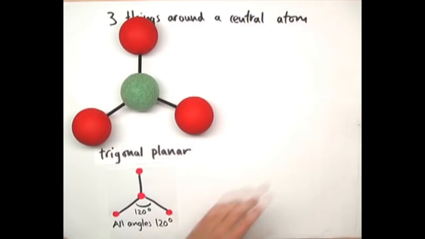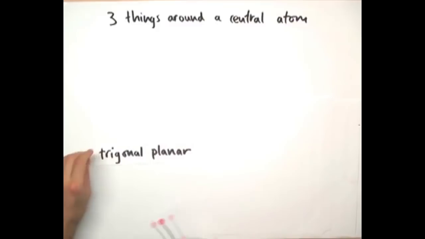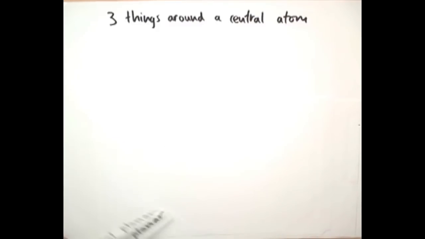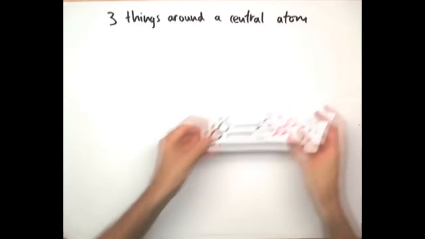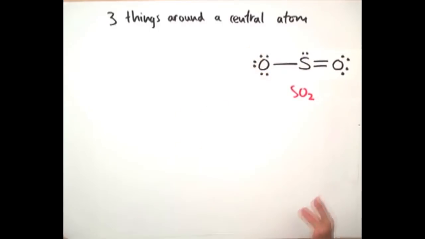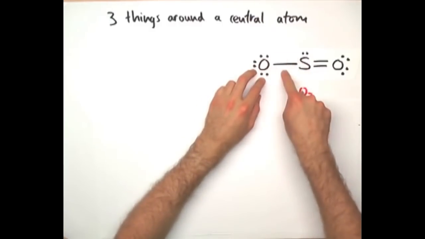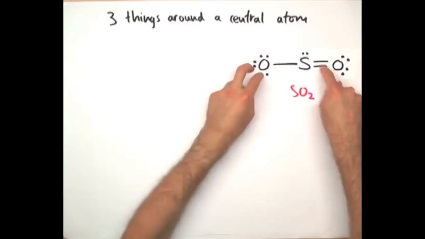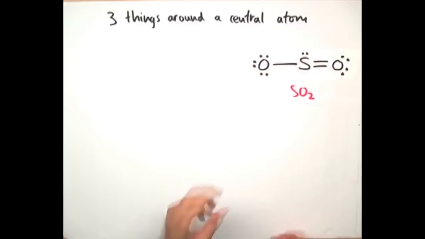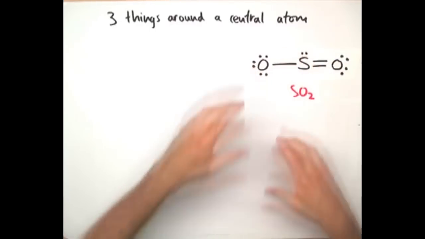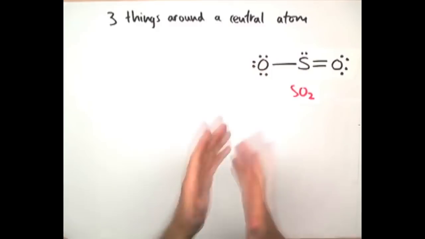Now, the next thing we're going to do is look at some molecules that have 3 things around them, okay? But these 3 things are not all bonds. Here's an example of this. SO2, okay? It's got 3 things around this central atom. It's got a bond here, that's 1 thing. A double bond here, that's 2 things. But then it's got this unshared electron pair up here. These 3 things all have electrons in them, so they all want to push away from each other.